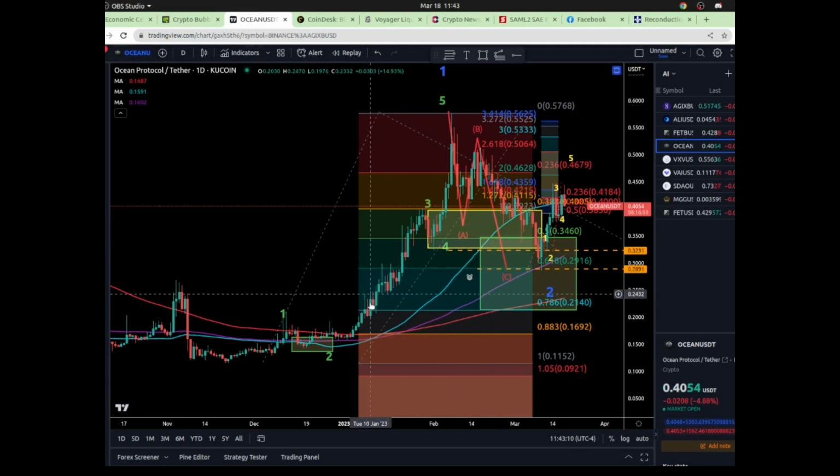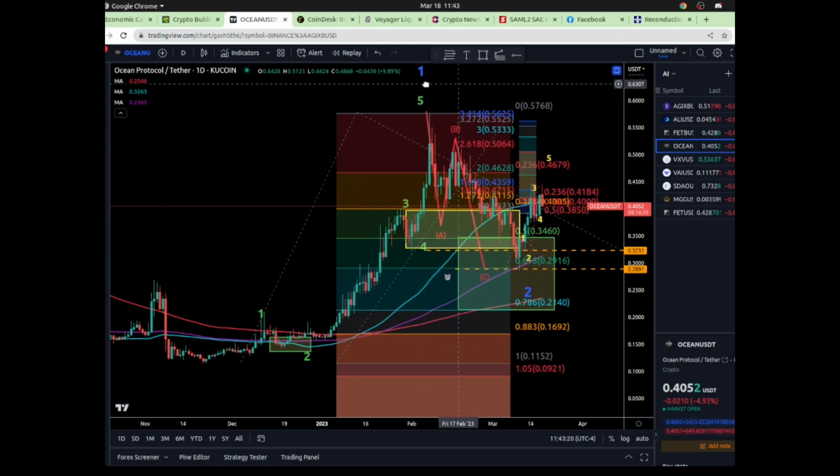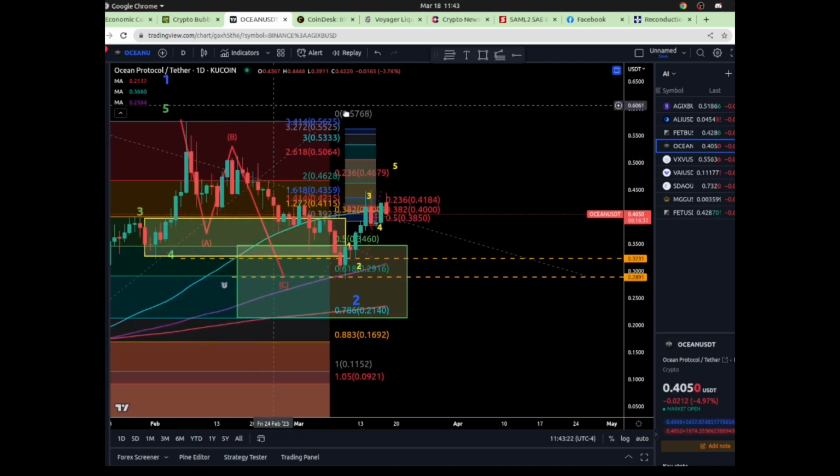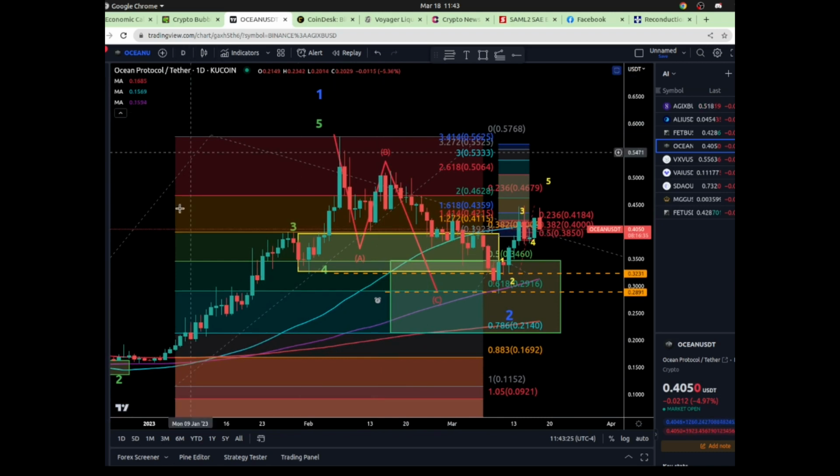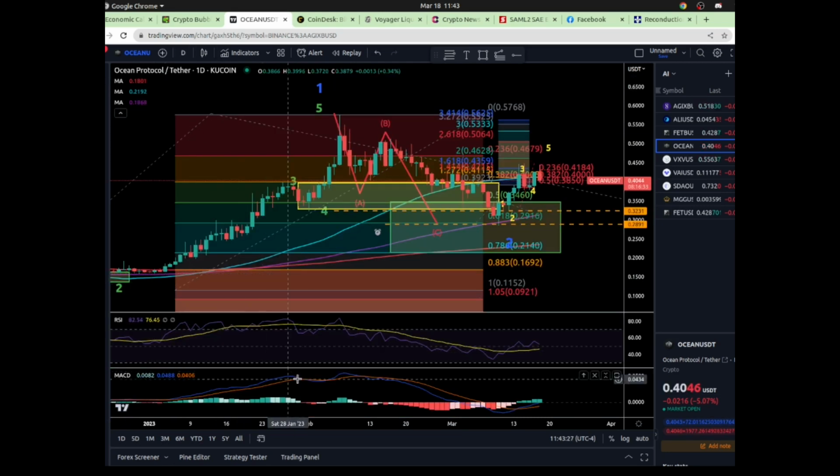So Ocean Protocol, as we can see, we did do 5 waves: 1, 2, a very long 3, a 4, and a 5th to complete this bigger wave in blue 1. After that, let's see the indicators first.